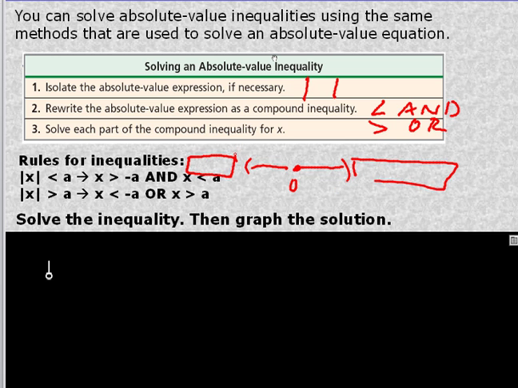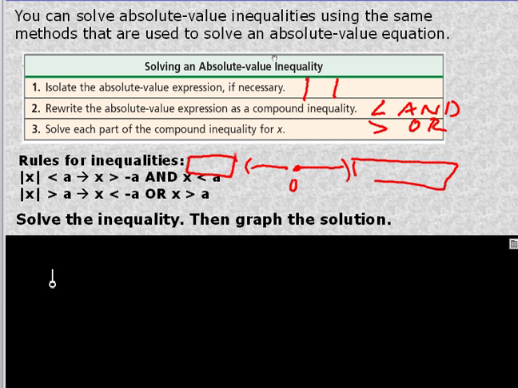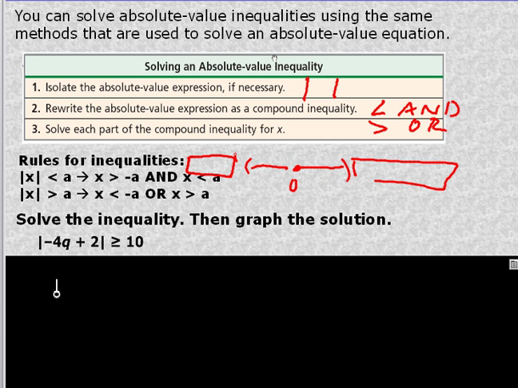Solve the inequality, graph the solution. So we're graphing on a number line. The absolute value of negative 4q plus 2 is greater than or equal to 10. So it's a greater than, so it's going to be an "or". Isolate the absolute value function. That's the first step. It's isolated. All we have on this side is the absolute value expression.